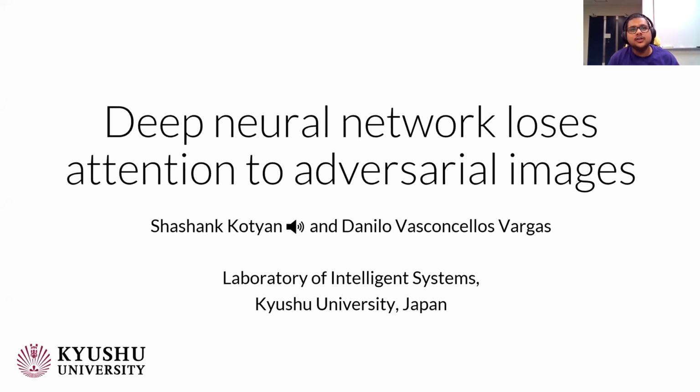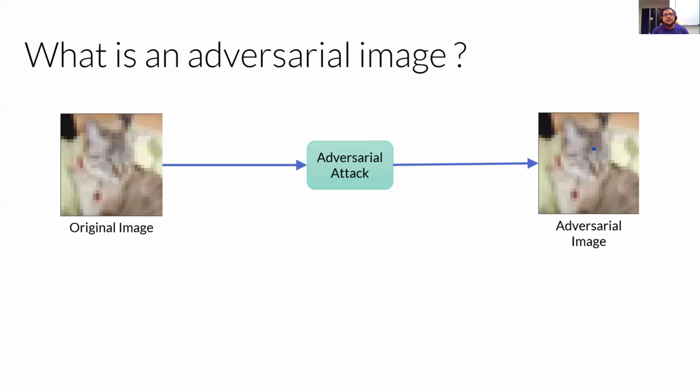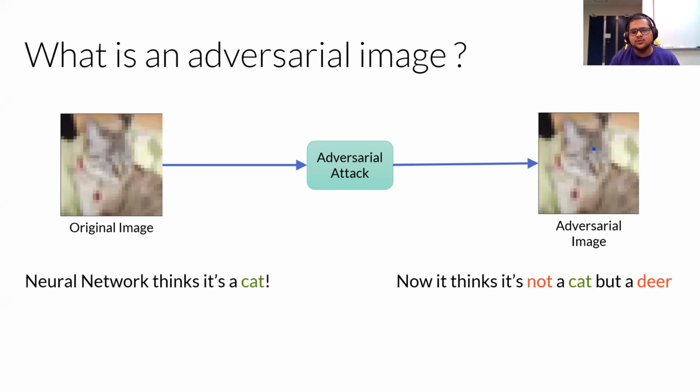I'm Shashank Kotian, and I'll be talking about our paper, The Deep Neural Network Loses Attention to Adversarial Images. So first, let's talk about what is an adversarial image. An adversarial image is created by a special class of algorithms, which are adversarial attacks. And the objective of these adversarial attacks is to misclassify the neural network. So in the image on the left, the neural network thinks it is a cat, which is true. But the adversarial attack perturbs one pixel around the forehead of the cat, and now the neural network thinks it's not a cat, but a deer.